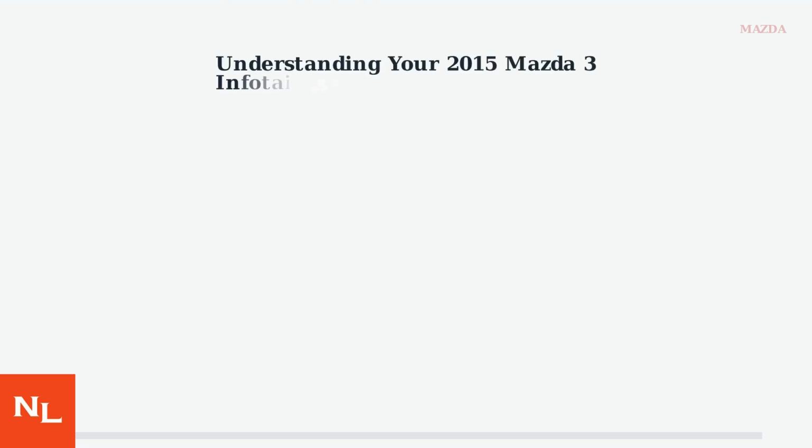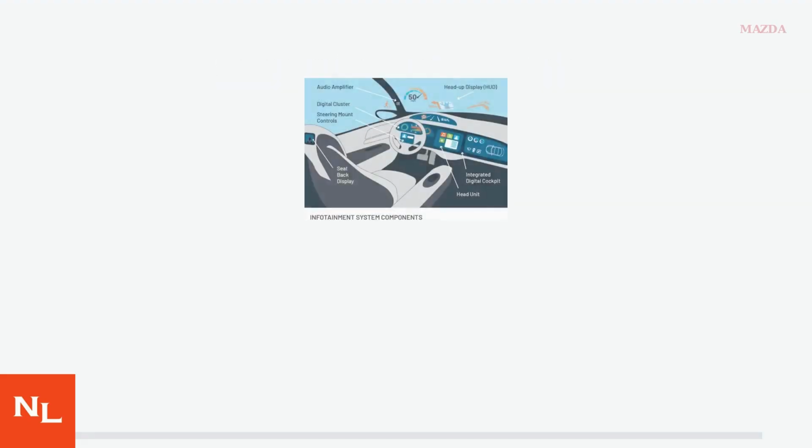Your 2015 Mazda 3's infotainment system is the central hub for entertainment, navigation, and vehicle information. Understanding how it works and what can go wrong is essential for maintaining a smooth driving experience.